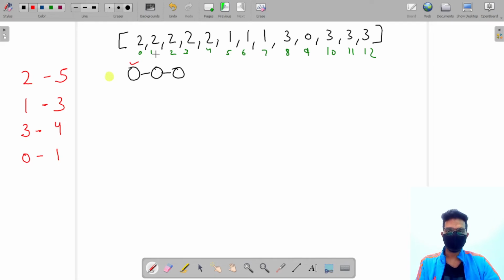Now we get to the first index, it says the same thing, that two more rabbits exist of the same color. Right? So it can be part of this group. Yellow group, definitely it can be part of this group. So I am marking it.